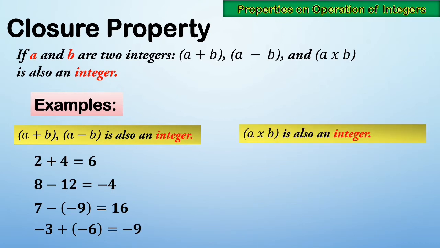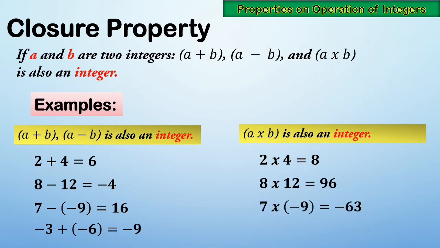Okay, how about naman sa multiplication? A times B is also an integer. 2 times 4. 2 is an integer. 4 is an integer. 2 times 4 is 8. Then 8 is an integer. Okay? Then, yan ang ibig sabihin ng closure property. 8 times 12 is 96. 7 times negative 9 is negative 63. Negative 3 times negative 6 is positive 18. Okay, that is a closure property. Na kahit i-add o i-subtract o i-multiply mo yung integer, ang sagot is integer.